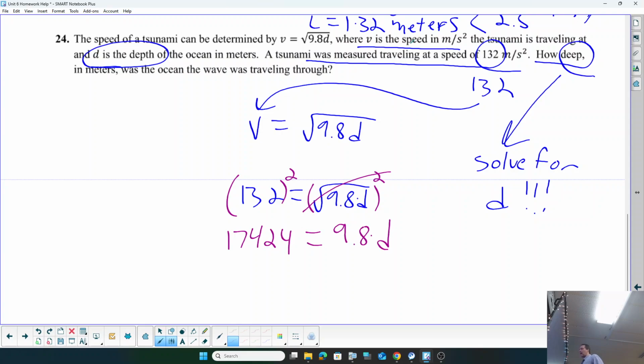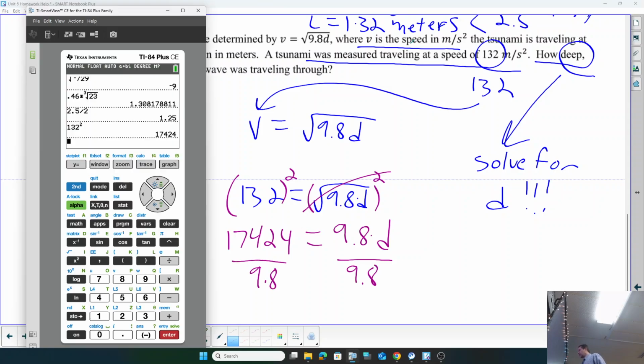d. And now, how do we get that 9.8 to the other side? I asked you to solve for d. That's right. You divide. So you divide by 9.8, you divide by 9.8. So we take that answer and divide by 9.8. So how deep is that water when the tsunami is going 132 miles per second squared up? So it's pretty deep. That's pretty deep. 1,777.95.